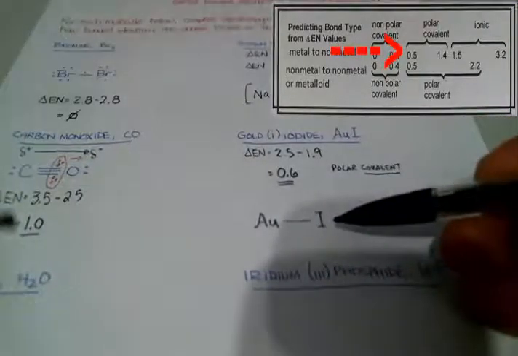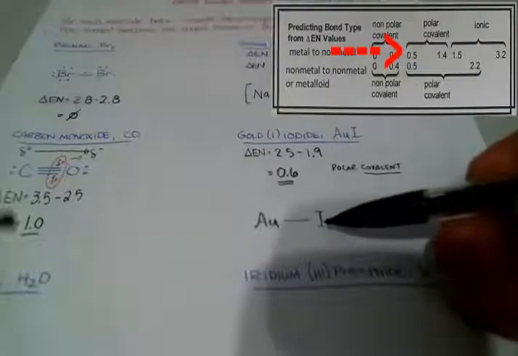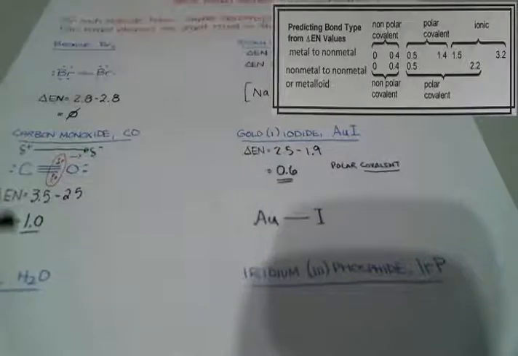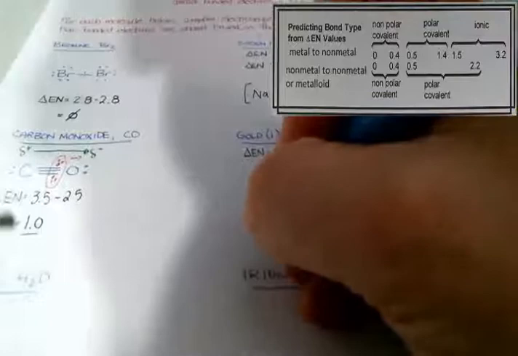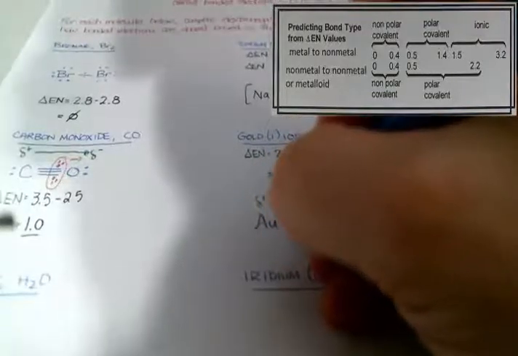So iodine doesn't have enough electron pulling power to rip the electron off of gold. So instead they decide to share it. Now that being said, the electrons are still going to end up being much closer to the iodine because iodine again has more electron pulling power. And again, we can draw our delta plus and delta minus in our molecule because it is a polar molecule. You can't put those onto non-polar molecules or ionic molecules, but you certainly can onto polar ones. And that gives us our diagram of gold 1 iodide.